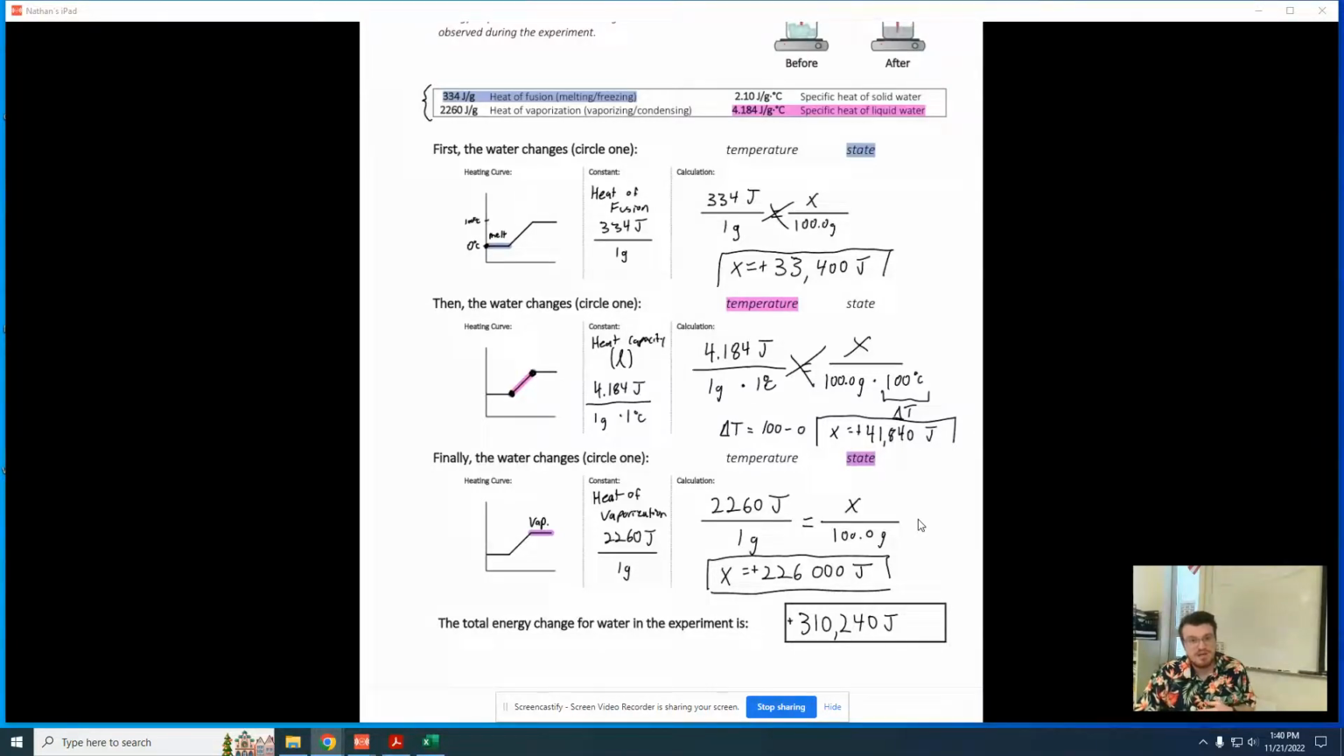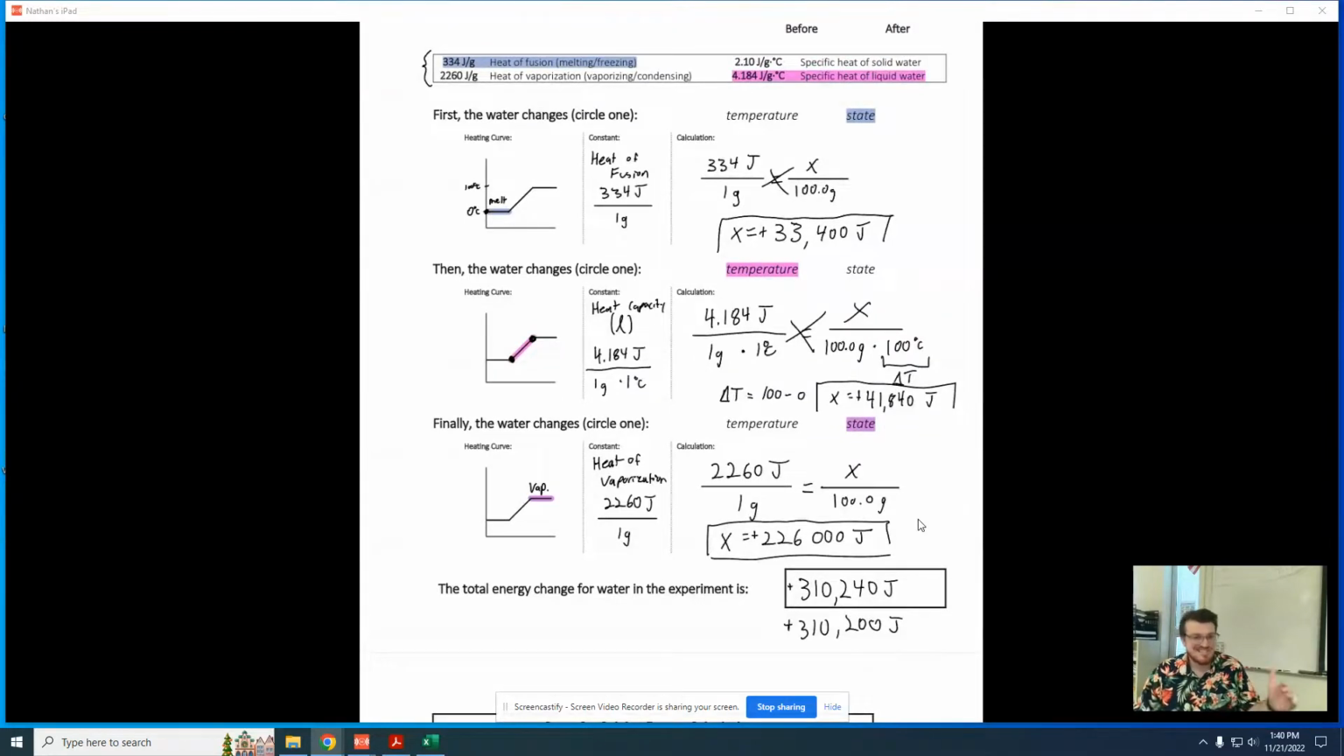310,240. I guess the last step we could do here is kind of take a look at my sig figs. I guess those are a little bit off, and we should maybe end up with an answer that is 310,200 joules of energy. But either way, we're all right. The sig figs are not our main focus here on this question.